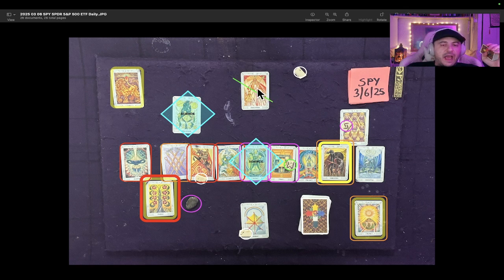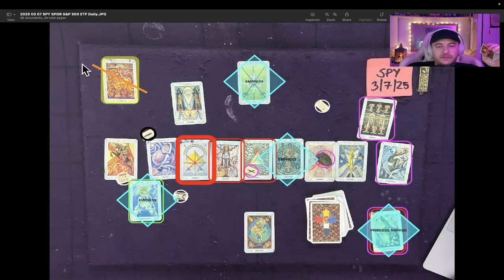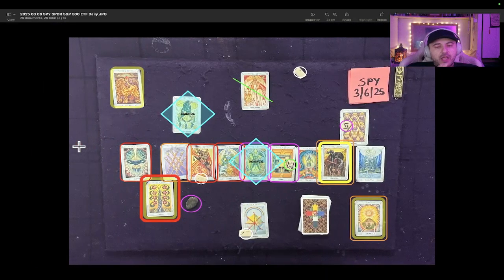So what it looks like happens is that this rally into a peak here at the end of the day is counteracted with a decline, probably in the pre-market or overnight here on the 7th. We'll talk about that in more detail when we get into the reading for the 7th. That's SPY for March 6, 2025.